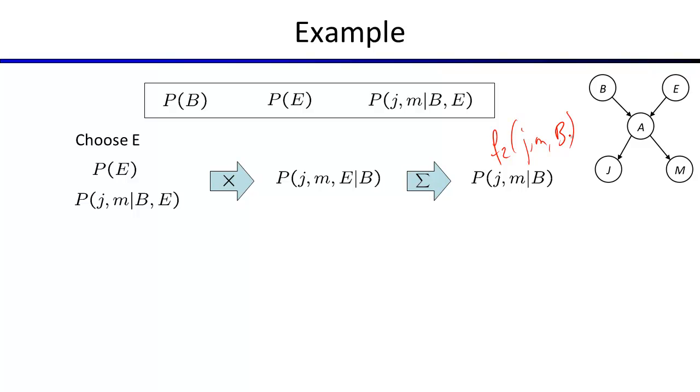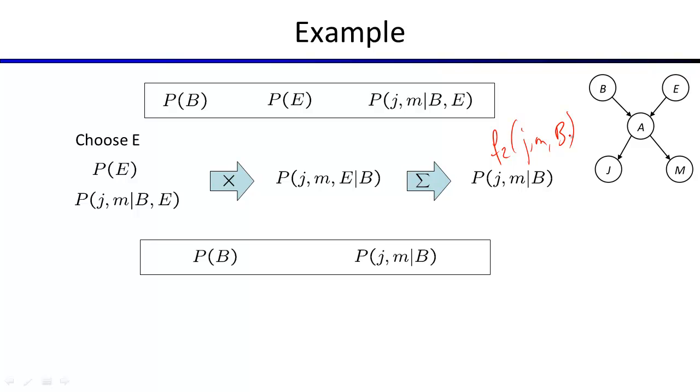J and M are instantiated, they're evidence. B is a variable, so this factor has 2 rows. One for plus B, one for negative B. What are we left with? At this point, we have 2 factors left. First one that was never used, and then the second one comes from our recent computation. But these 2 have been eliminated.